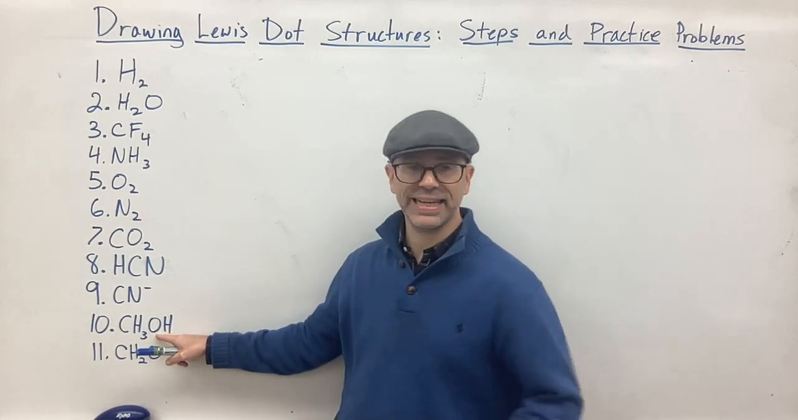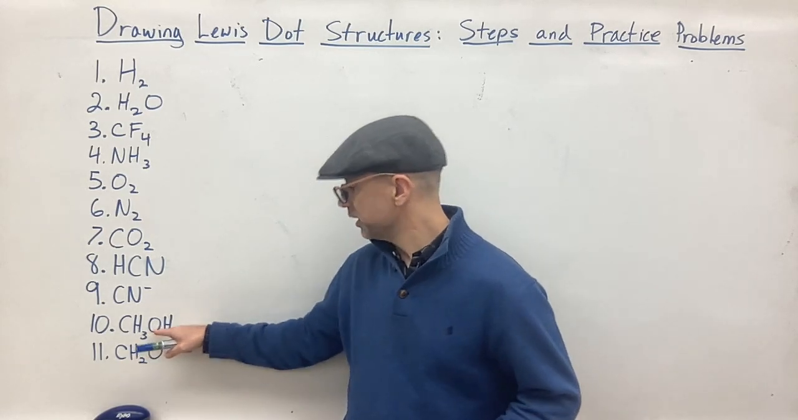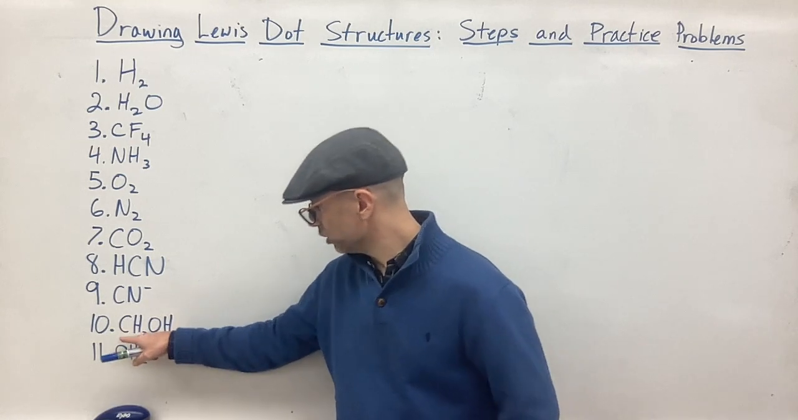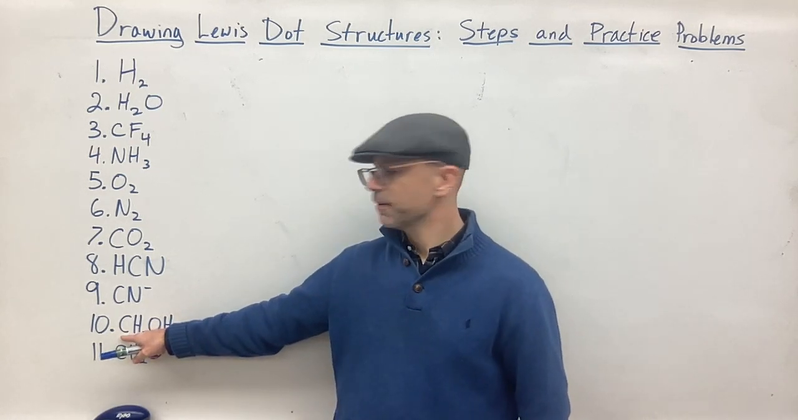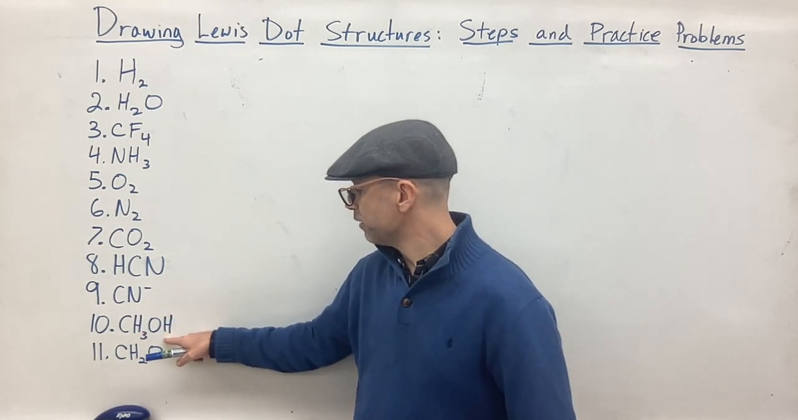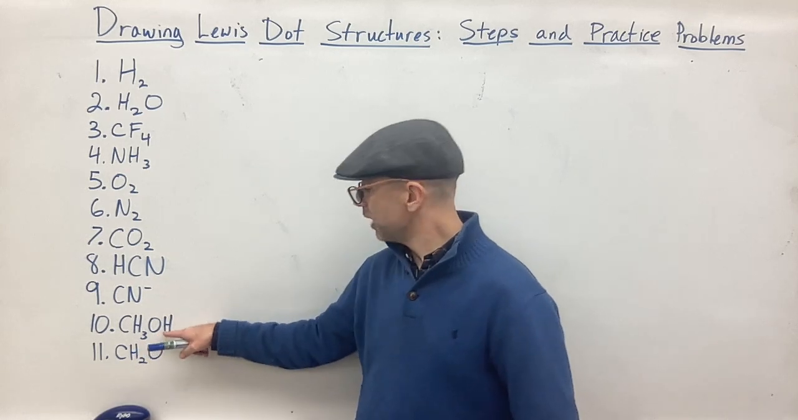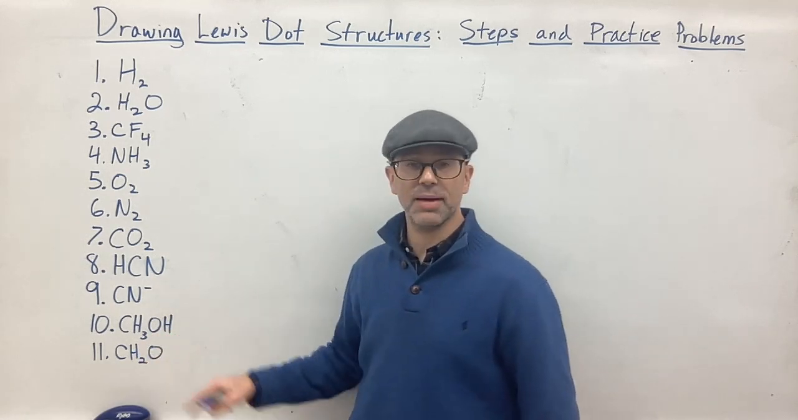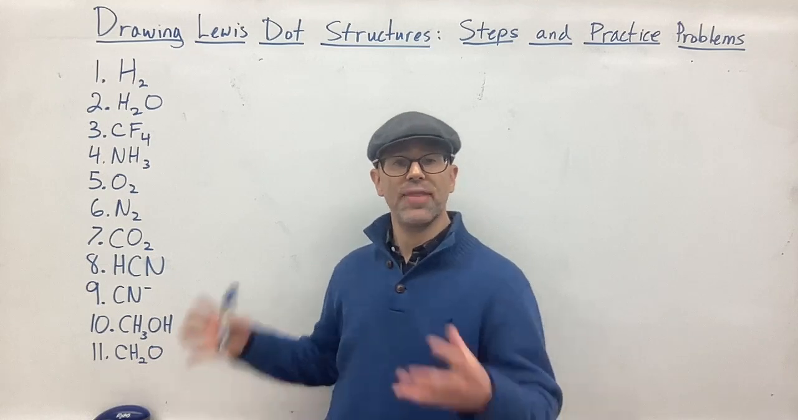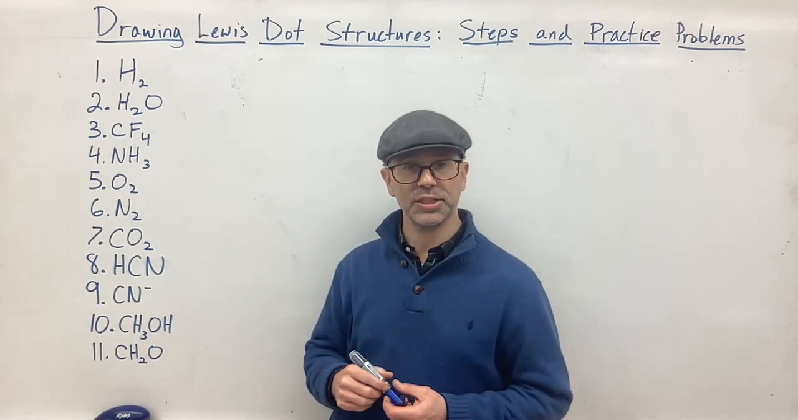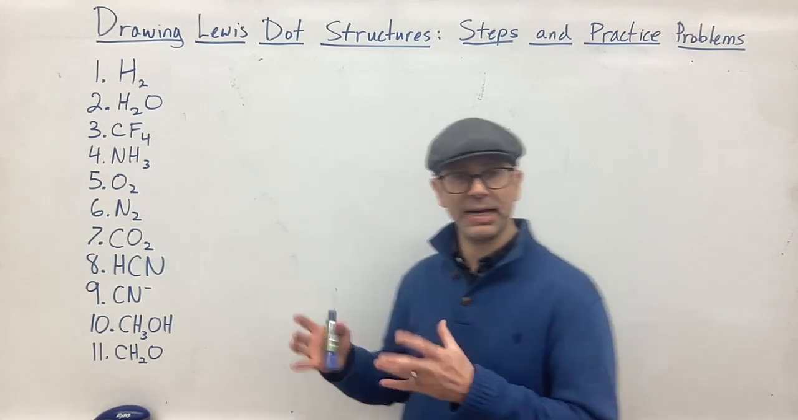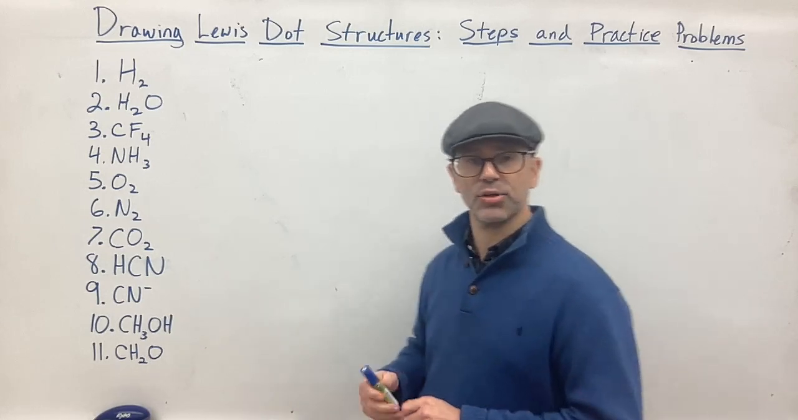So this oxygen can't be bonded to the hydrogen. So this oxygen is also going to be bonded to that carbon. And so this hydrogen here follows the oxygen. So that hydrogen is bonded to that oxygen. So that tells us what our skeletal structure is. Okay. So with that in mind, let's go ahead and do this.